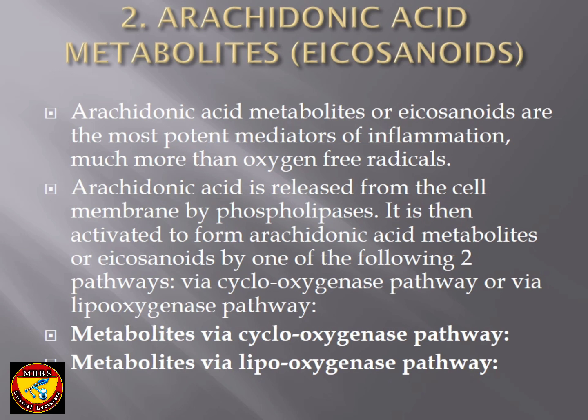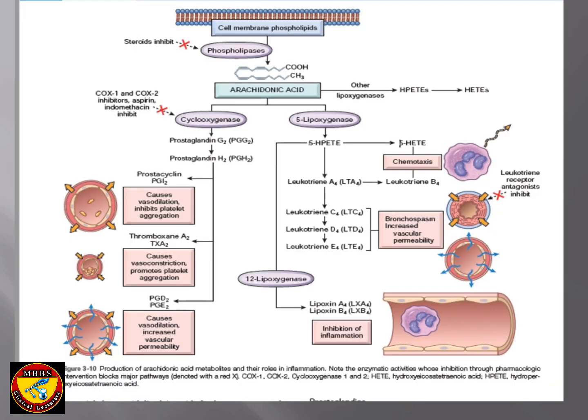Arachidonic acid is released from the cell membrane by phospholipases, and it is then activated to form arachidonic acid metabolites. Arachidonic acid metabolites are formed via two pathways. One is the cyclooxygenase pathway and the other one is the lipoxygenase pathway. Each pathway gives many metabolites, many chemical mediators which cause different effects. This is the production of arachidonic acid metabolites and their role in inflammation.